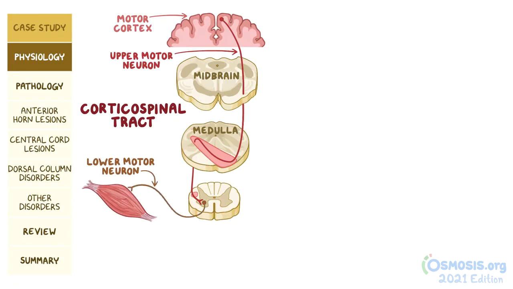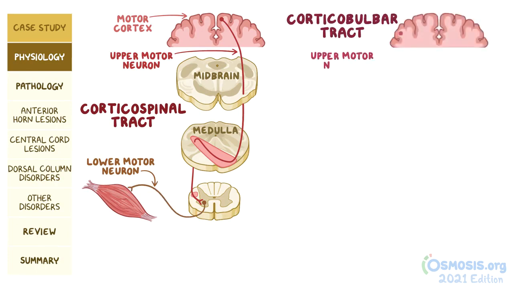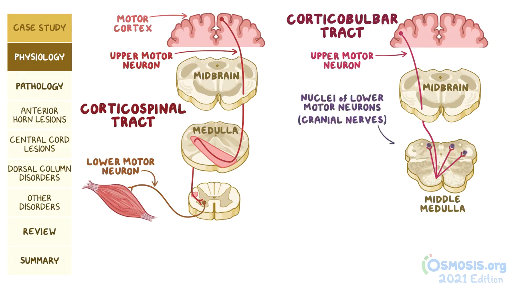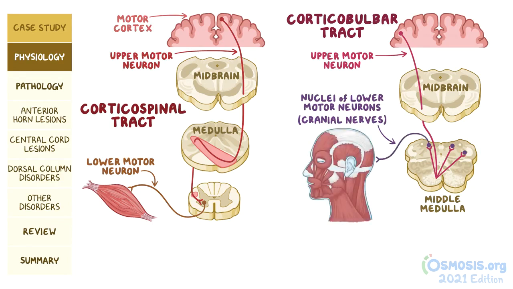Similar to that, there's also the corticobulbar tract. Upper motor neurons from the motor cortex travel through the corticobulbar tract to reach the brainstem and cross over to the opposite side of the pons or medulla, where they synapse directly with the nuclei of lower motor neurons that make up cranial nerves. And these control the muscles of your head and neck.